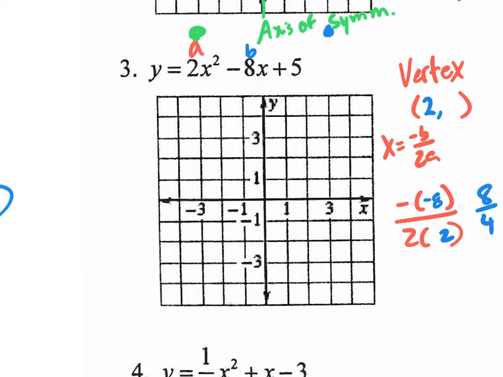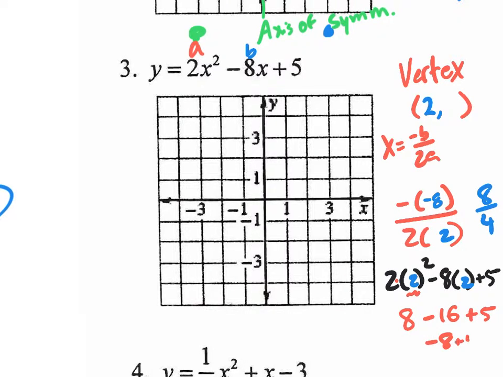To find the output, to find the y value when your x value is 2, all you got to do is plug it in. So I want to rewrite it as 2x squared minus 8 times x plus 5, and I am plugging in the x value of 2 right in there. And when I do the math, 2 squared is 4, and 2 times 4 is 8. And then minus 8 times 2, that's 16, plus 5. I want to have a negative 8 plus 5. Negative 8 plus 5 is negative 3. The vertex is 2 on the x, negative 3 on the y.